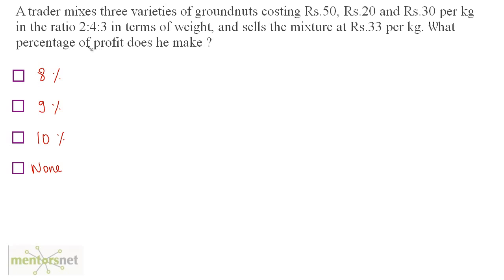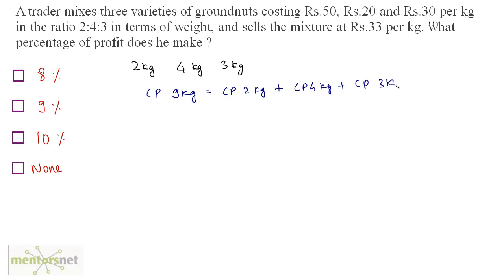So we have 3 varieties of groundnuts, and these are in the ratio of 2:4:3. So I can comfortably say that we have 2 kg of one variety, 4 kg of another variety, and 3 kg of the third variety. So in all, we have 3 plus 4 plus 2, that is 9 kgs of the groundnuts. Okay, so I can calculate the cost price of this 9 kgs. So cost price of 9 kg is equal to the cost price of 2 kg plus the cost price of 4 kg plus the cost price of 3 kg, right?